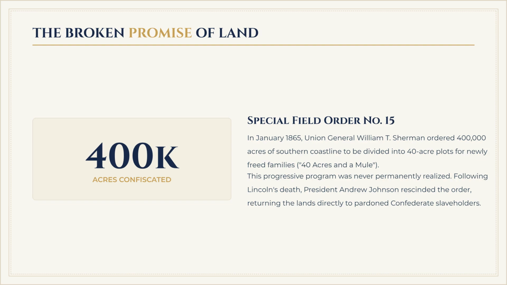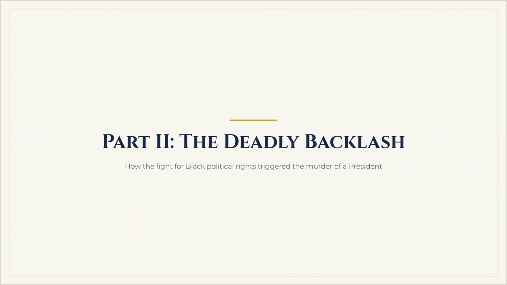Despite General Sherman's order to provide 400,000 acres to freed families, the policy was rescinded after Lincoln's death, returning property to Confederate owners. Part 2 looks at the deadly backlash, illustrating how the push for black political rights became a catalyst for the assassination of President Lincoln.